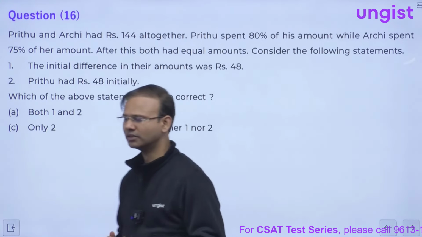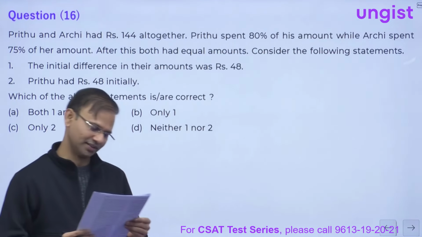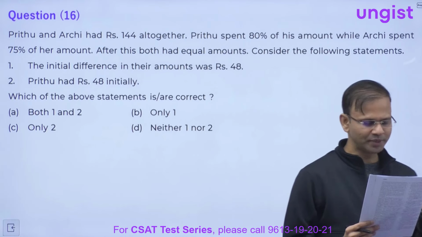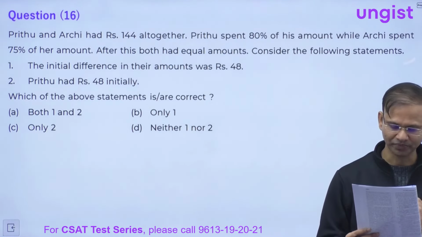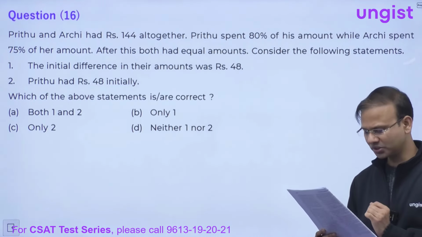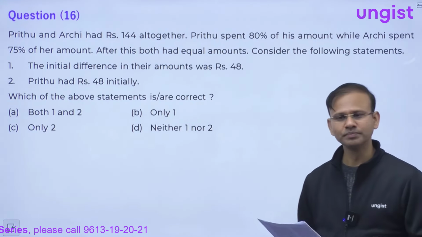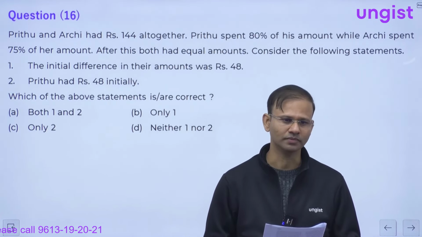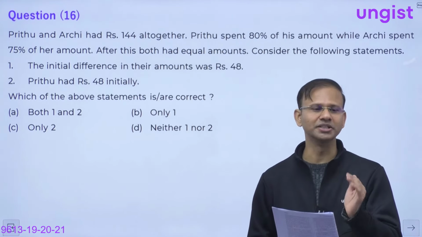Let me tell you. The question is saying, Preetu and Archie had rupees 144 together. Preetu spent 80% of his amount while Archie spent 75% of her amount. After this, both had equal amounts. Consider the following statements. See guys, the question is saying their savings are same after their expenditure.